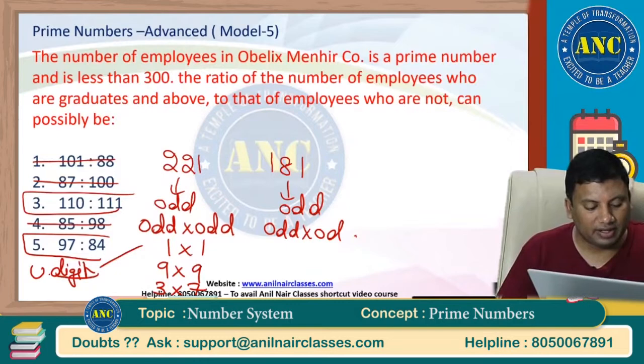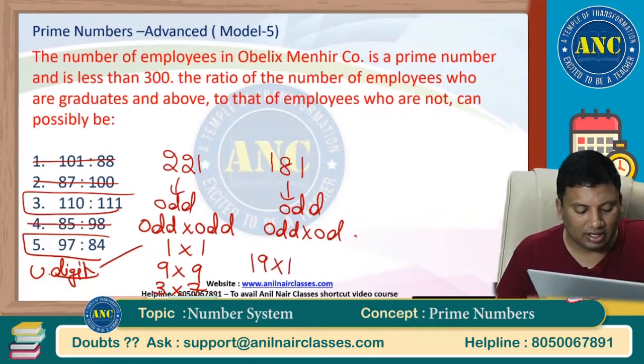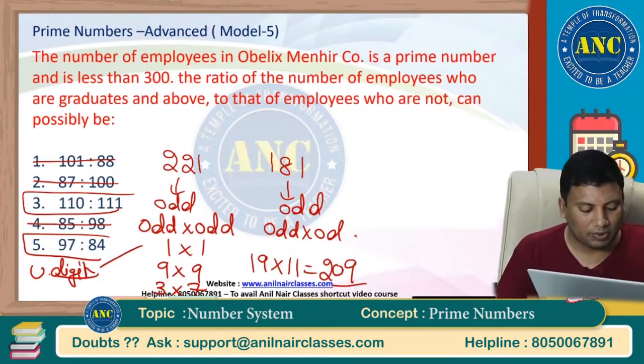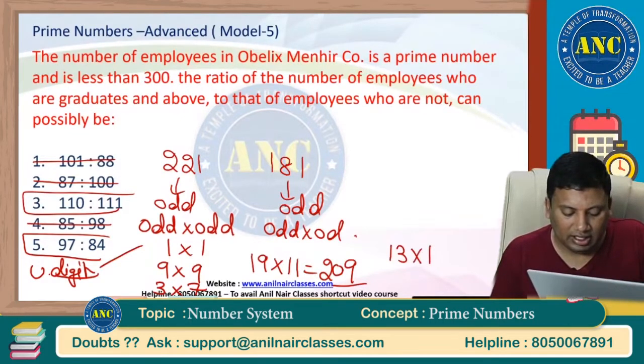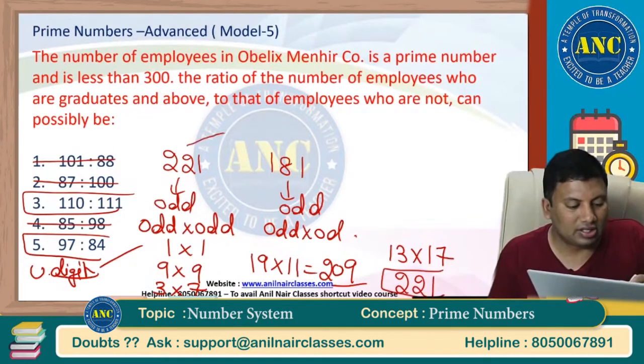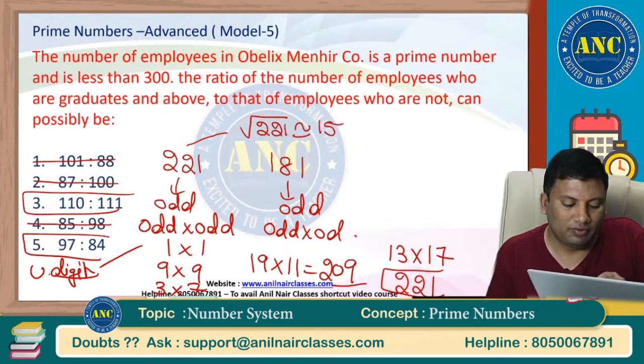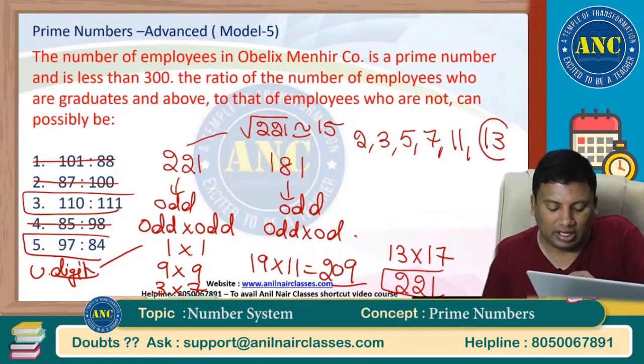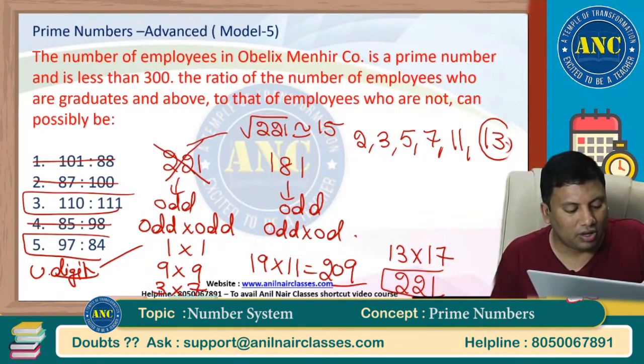Let us take 19 into 11. 11 nines are 99, it is 209, so these are not possible. If I take 13 into 17, 17 threes are 51, it is 221. Oh, it is. So this is nothing but root of 221, it is closer to 15. What are all the prime numbers? I think we have not taken 2, 3, 5, 7, 11, 13. We have not taken 13. That is the reason we got two answer options.